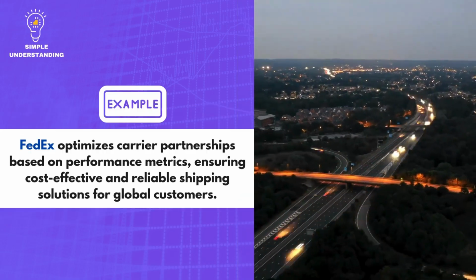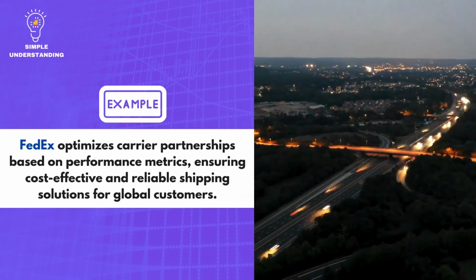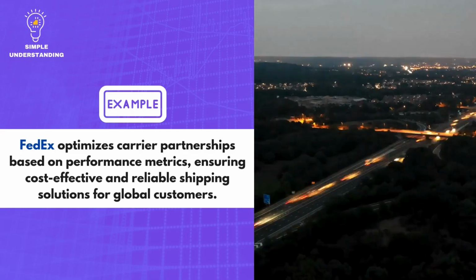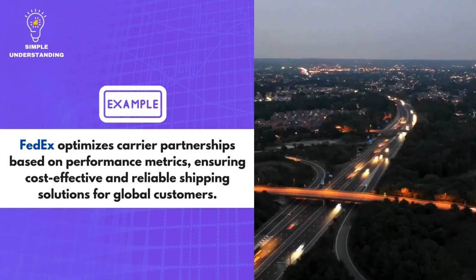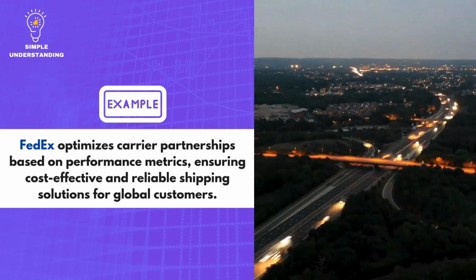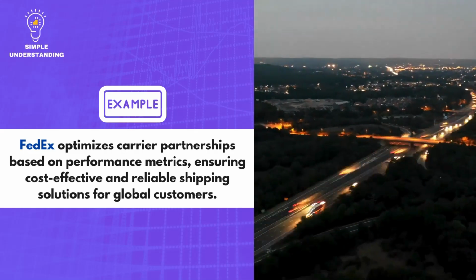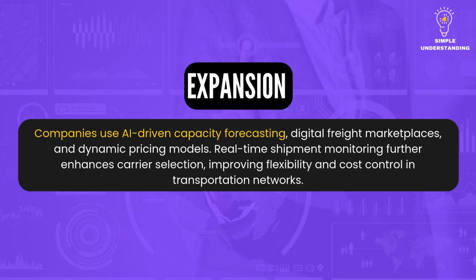Real company example. FedEx optimizes carrier partnerships based on performance metrics, ensuring cost-effective and reliable shipping solutions for global customers. Expansion. Companies use AI-driven capacity forecasting, digital freight marketplaces, and dynamic pricing models. Real-time shipment monitoring further enhances carrier selection, improving flexibility and cost control in transportation networks.